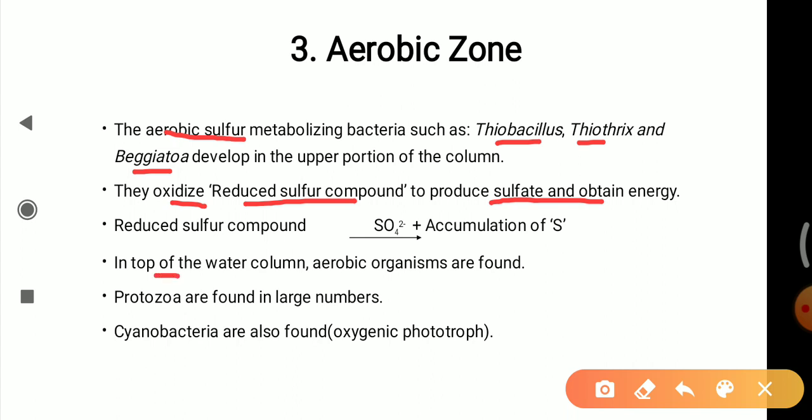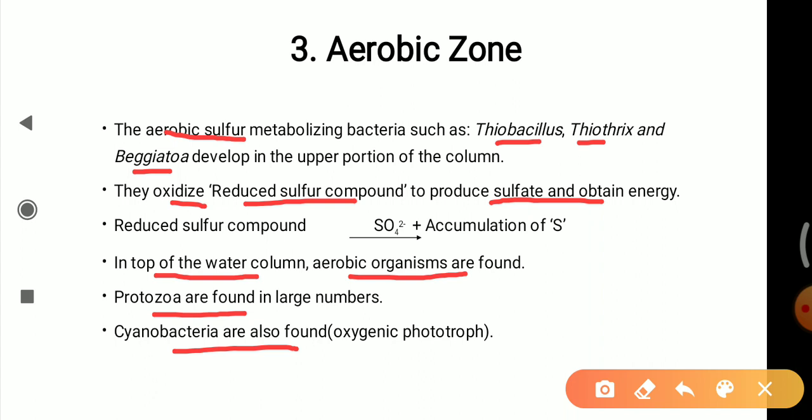In the top of the water column, aerobic organisms are found. Protozoa are found in larger numbers. Cyanobacteria are also found. They are oxygenic photosynthetic bacteria, oxygenic phototrophs.